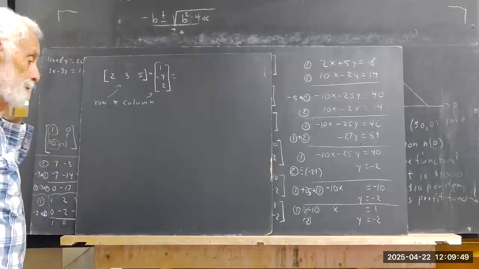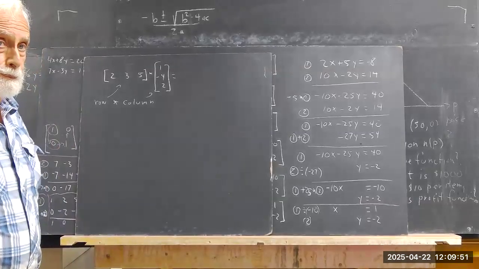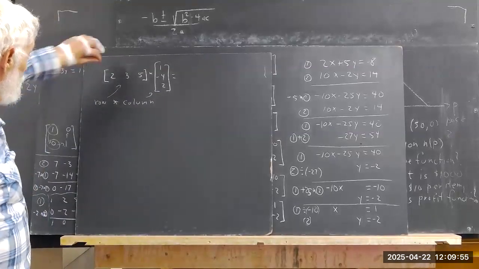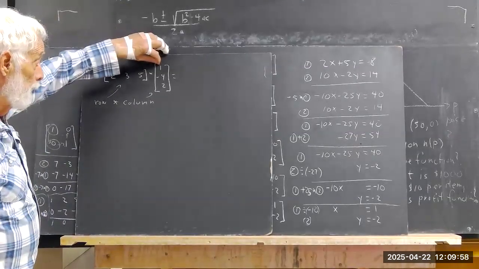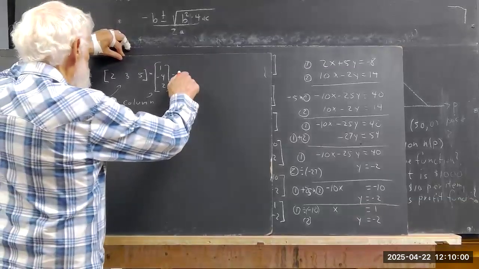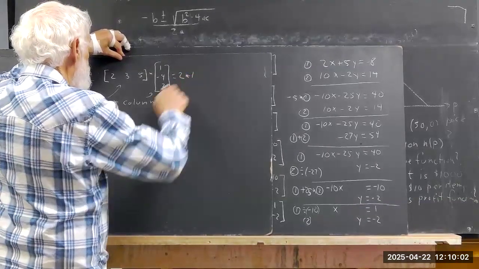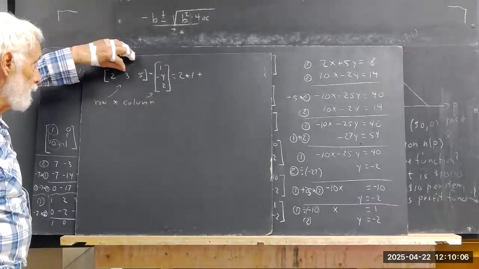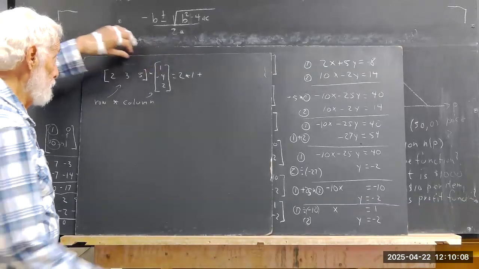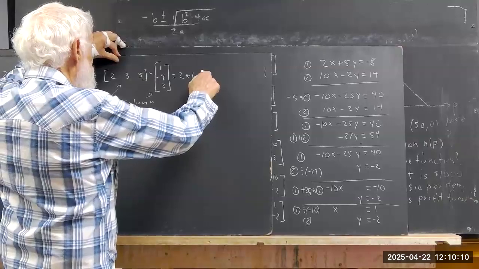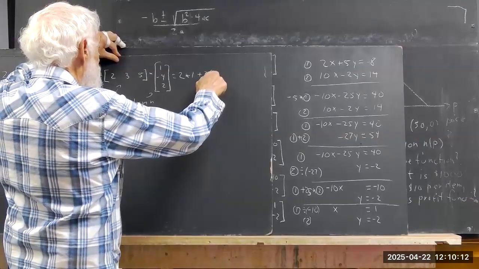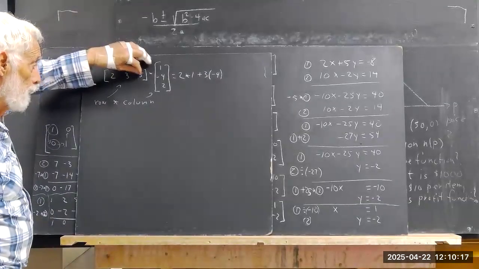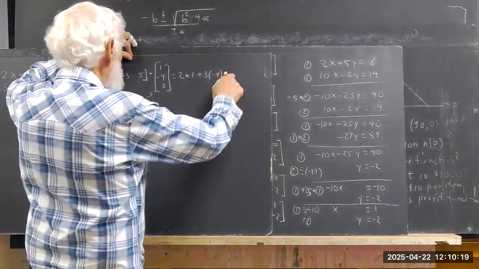Times a column. A row times a column. I take the first number in the row and the first number in the column and I multiply them. And to that I add the second number in the row times the second number in the column. And then the third number in the row times the third number in the column.